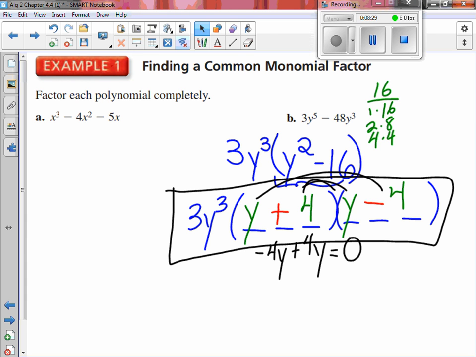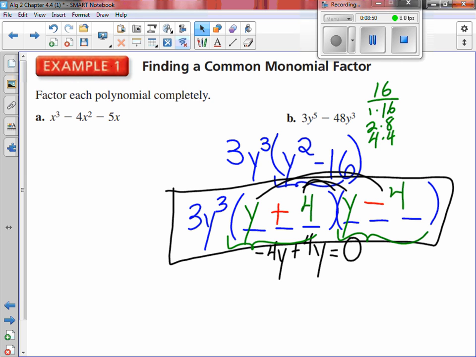So when we're checking to make sure that it is factored completely, we're looking inside each one of these sets of parentheses and seeing, is the degree 1? If it is, we're done. If the degree is not 1, we need to make sure it's factorable, because if it is factorable, we need to factor it. If it's not, we're finished. We don't have to do anything else.